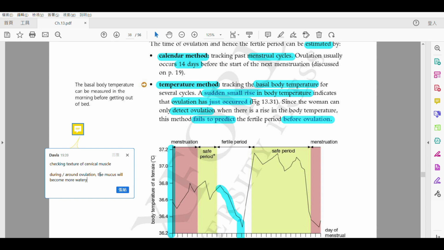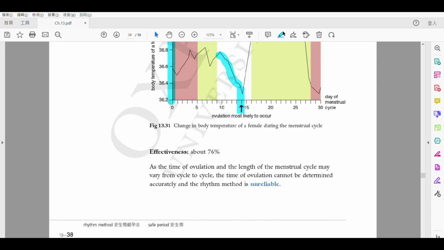But again, as you can see, there is no strict guidelines. 係冇一個好肯定嘅準則嘅 There is no strict guidelines. Okay? About the temperature, about the date and times, alright? So you cannot tell very accurately, okay? In other words, these methods are less accurate, okay? So in this case, 我哋就講到啲乜嘢啊 The effectiveness is very low, actually the lowest among all the contraceptives.